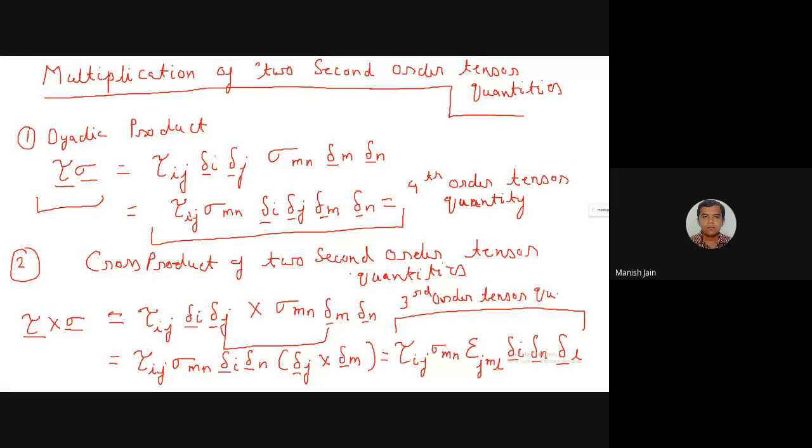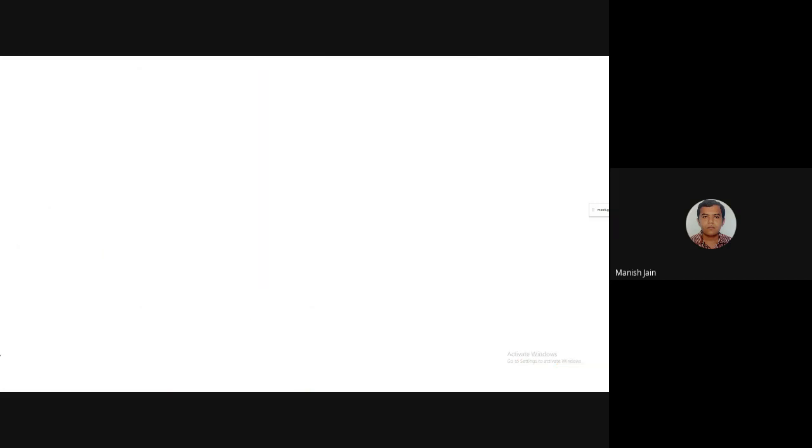Okay, so this is a third order tensor quantity. So this type of quantities are also not present in the real world. You cannot use the cross product of two second order tensors in the real world, and you will not find this type of problem where you have to take the cross product of two second order tensor quantities.